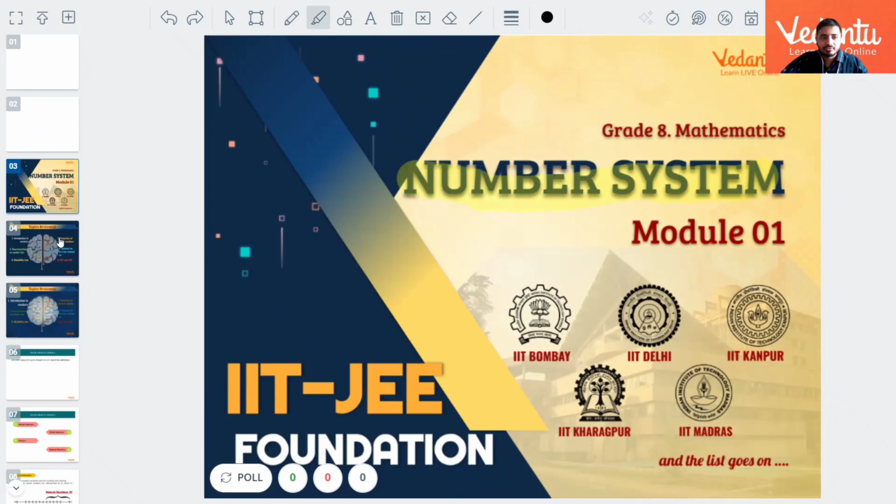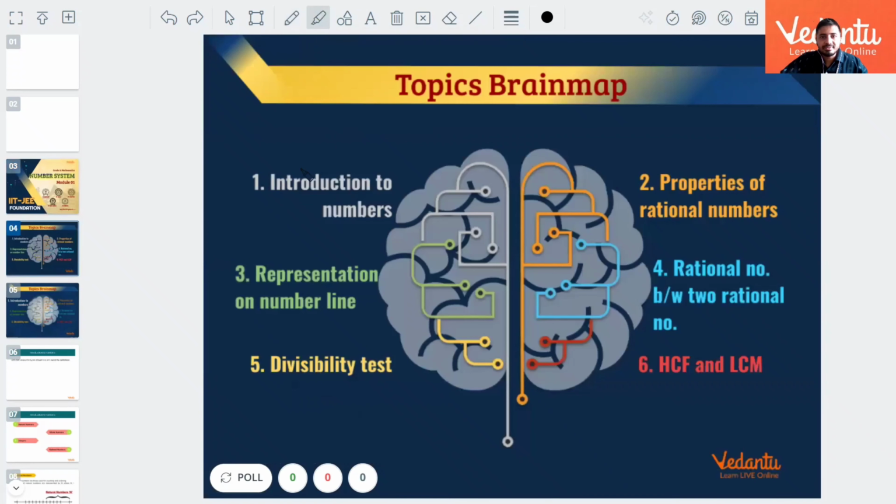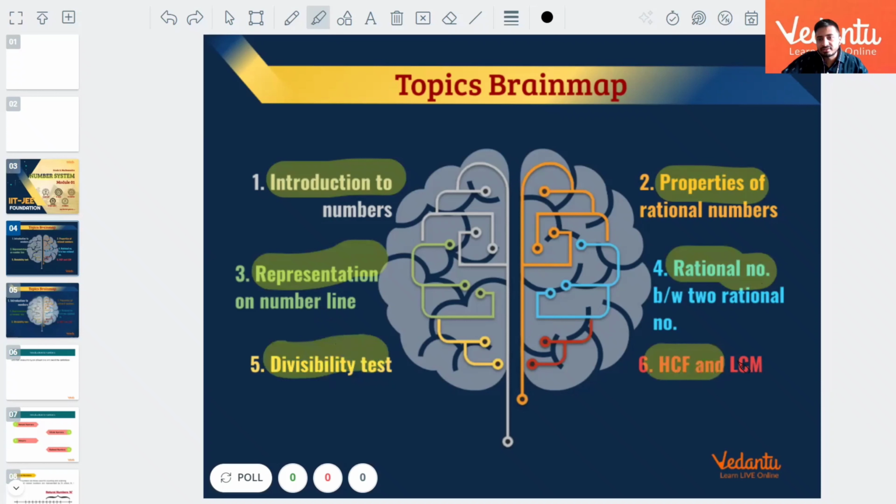So what is the roadmap of today? Today's roadmap is introduction to numbers, properties of rational numbers, representation on number line, rational numbers between two rational numbers. Then we are going to see divisibility test. Then after we are going to find out HCF and LCM. This is the roadmap for this particular topic, number system. Just give me a thumbs up in the chat box fast.